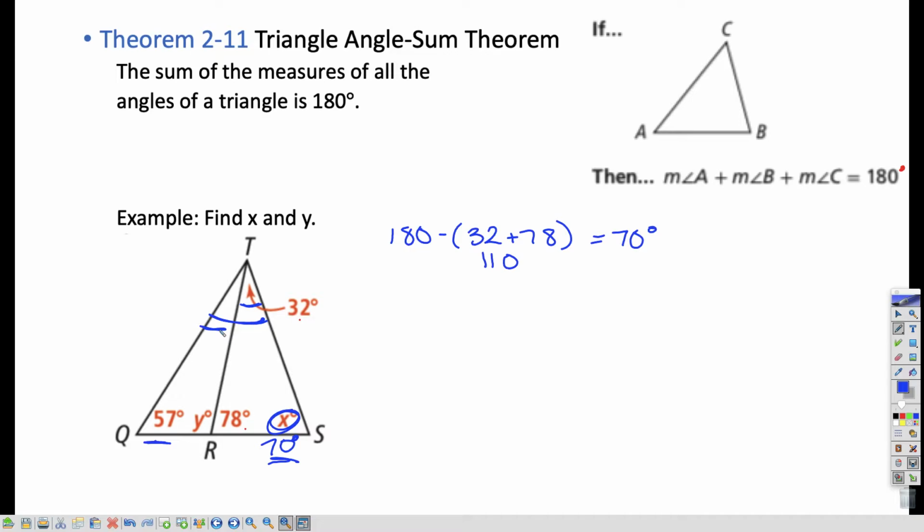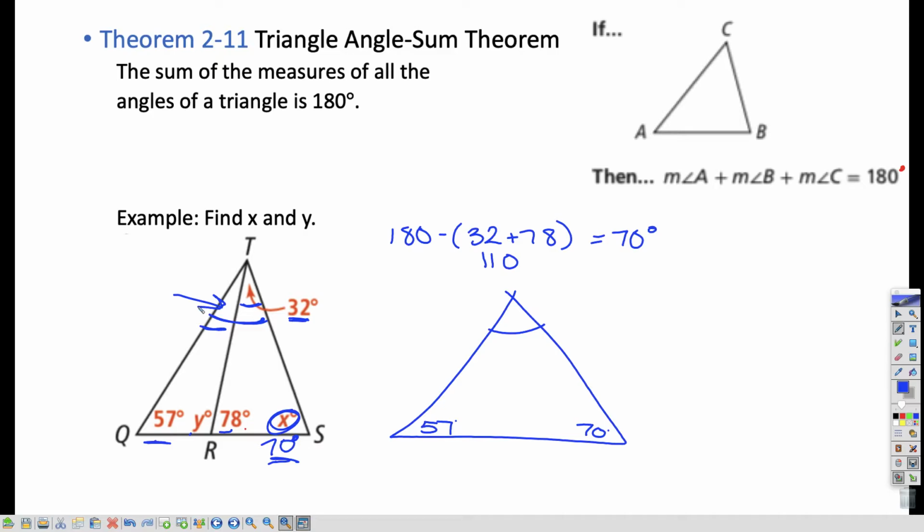I'm lost. Okay. When we were on this right-hand side, we had 32 and 78, so it was really easy to find x, right? But now we need this y. In order to find y, we have to have two other angles. And we don't have two other angles, do we? But we have a big triangle that we can use. So if I know this angle is 70, and I know this angle is 57, can I find this whole angle and subtract 32 to get this part? Yeah.